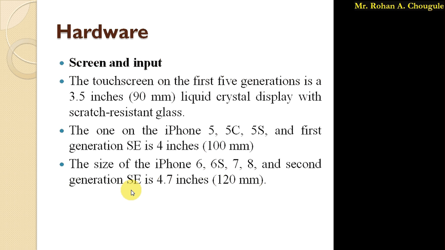After some time they introduced new iPhones: the 5C, 5S, and the first generation SE. These four phones have a 4 inch screen, that is 100 mm. Then the iPhone 6, 6s, 7, 8 and the second generation SE have a 4.7 inch screen. So as the variant changes, the size also changes.